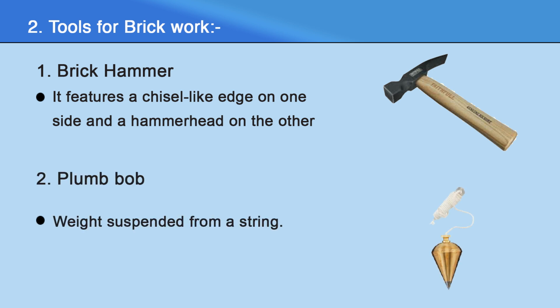Second, the plumb bob. A plumb bob is a very simple tool and it consists of a weight suspended from a string. It is used for ensuring that the walls are perfectly vertical, crucial for structural integrity and aesthetic appeal.